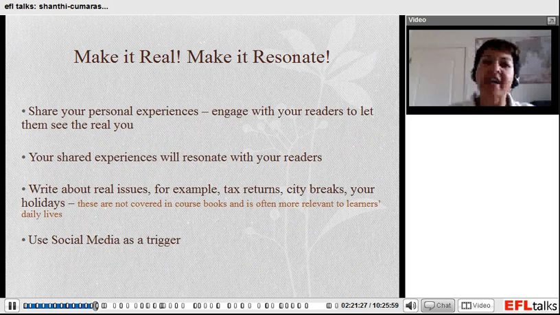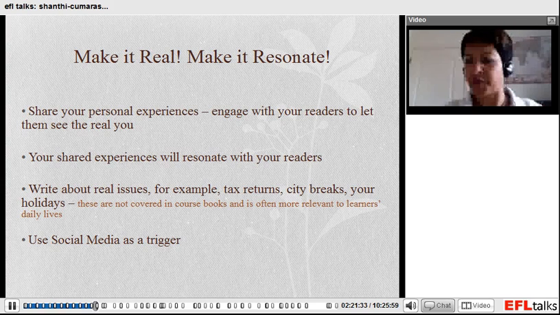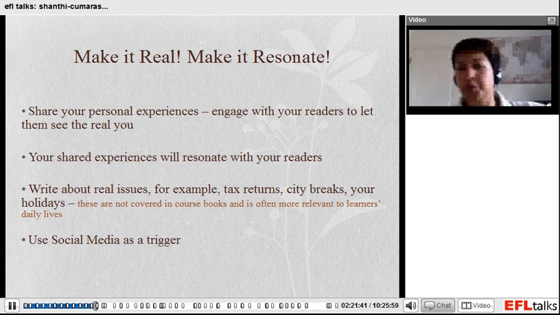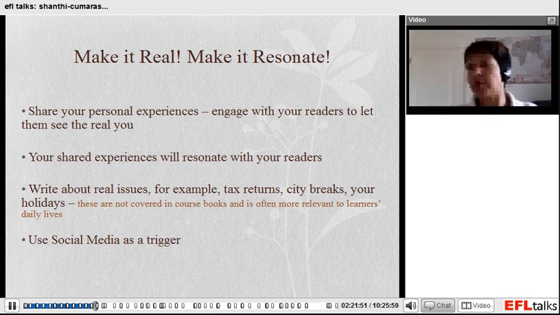Another thing is that this sort of thing makes your language resonate, it makes it real for your readers, because it's sharing your personal experiences. I happen to go to the shops, or I've gone shopping with my husband and that was a nightmare. So it engages your readers, because it allows them to see you as a real person, not just a teacher. And it will also resonate with readers, because everyone shares similar experiences.